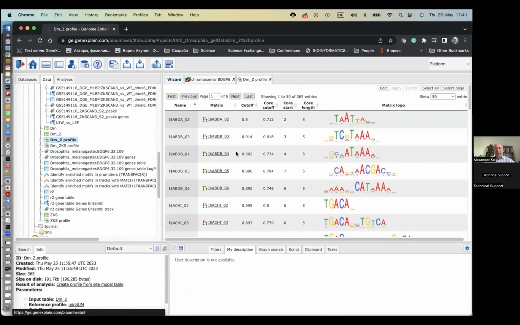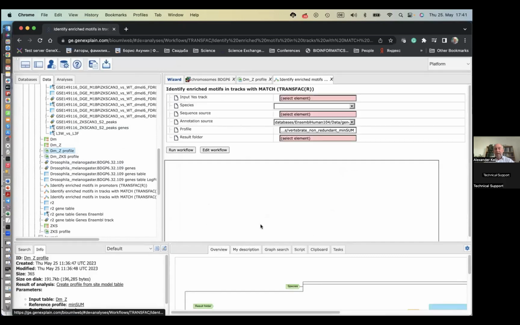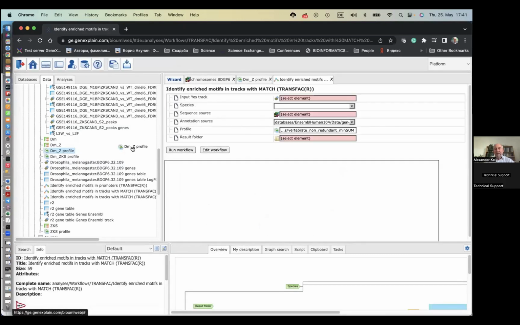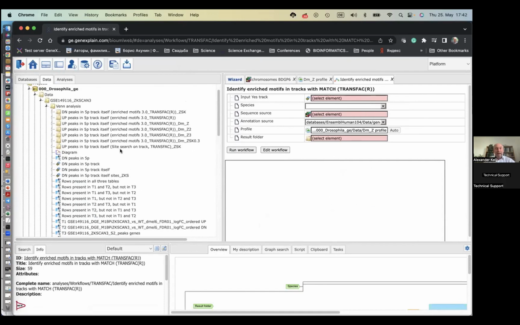Let me simply close this. This profile contains 365 positional weight matrices from Drosophila. I prepared this profile, which means that when I start searching for binding sites, I have to take this profile instead of the standard profile. Then only these 360 matrices will be used. And then what happens? Basically, I analyze that, and here you see I have many different results.